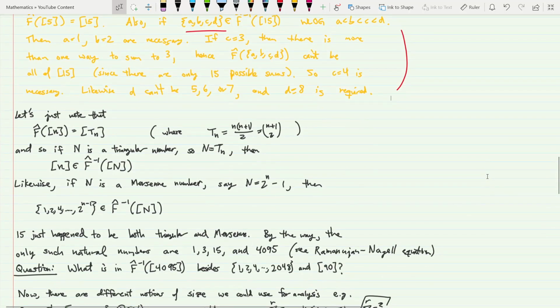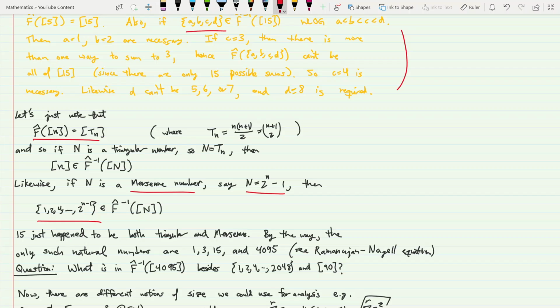A few basic questions. We'll lead up to one more question here. Of course, if you have a triangular number, F hat of {n} is {T_n} in general. And if you have a Mersenne number, one in the form 2^n minus 1, which 15 also is, then you get this sort of power of 2 set in the preimage. So 15 is both Mersenne and triangular, and that maybe made this argument nice.